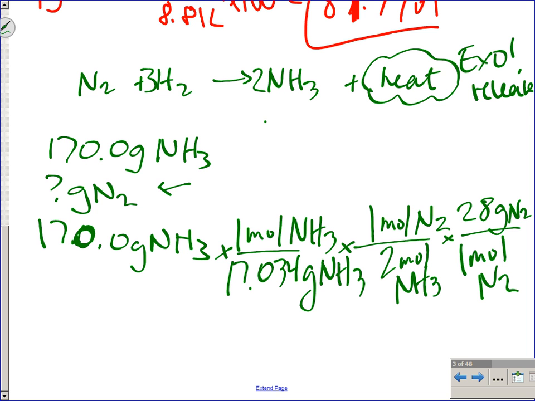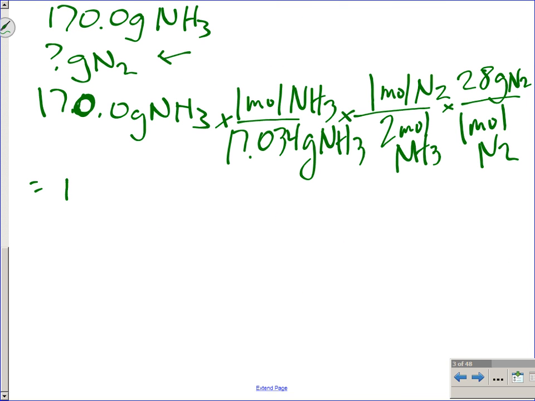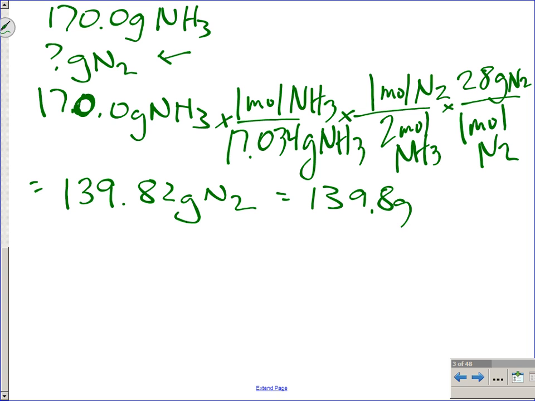Okie dokie, artichokes. What's 170 divided by 17? That's about 10. Divided by 2 is about 5, and then 5 times 28 is like 140. Oh, 139. Wait, what? How many sig figs should this have? 4. 139.8 grams of nitrogen. Okay, so that's question A, I'll say.